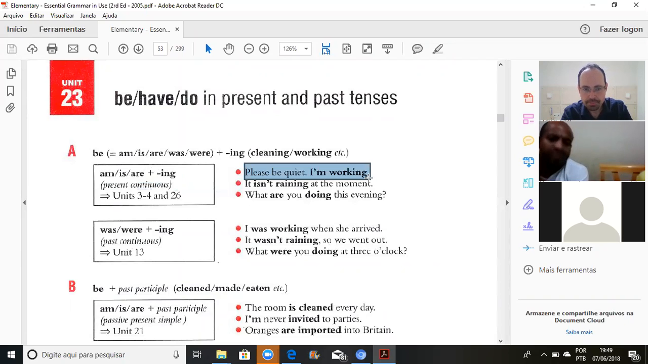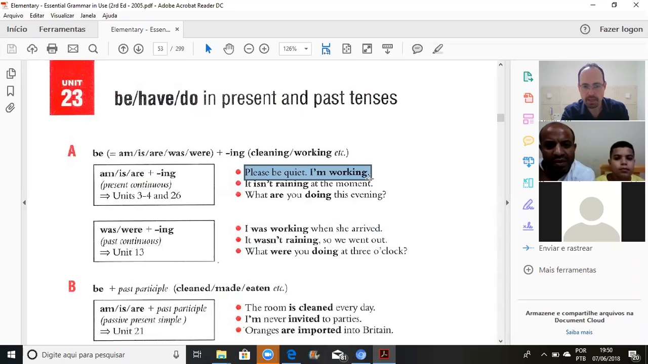Okay? Let's read the first sentence here. Please be quiet. I'm working. Okay? Please be quiet. I'm working. So we can see the structure right here. I am working. Take a look at this. The verb to be is right here, am, okay? And the verb with ing is right here. Something is happening, right? Of course, something is happening. I am working, okay?